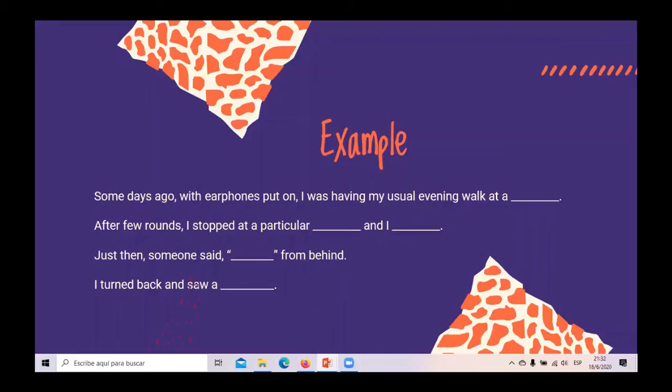some word or a new part to what was dictated. And then the teacher continues with the story. After a few rounds, I stopped at a particular point, and again, the teacher stops the dictation, and the students have to think how they can continue the story. And this is the process until the end of the story.